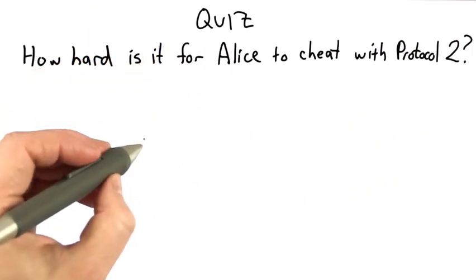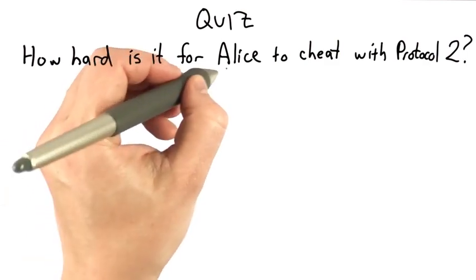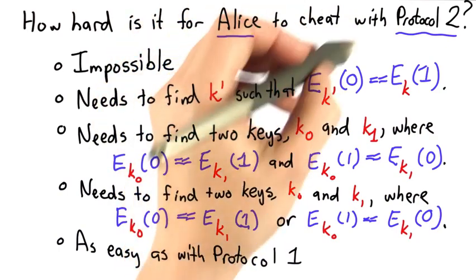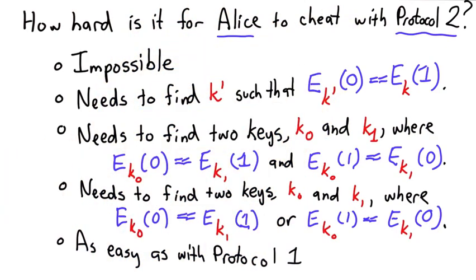So the question is, how hard is it for Alice to cheat using RoboDog Protocol 2? And by cheat here, we mean gain an advantage, be able to make the coin toss unfair in her favor. Here are the choices. There's only one correct answer. It's the easiest thing for Alice to do that would be enough to make the coin toss unfair for Bob. The answer is the fourth choice.